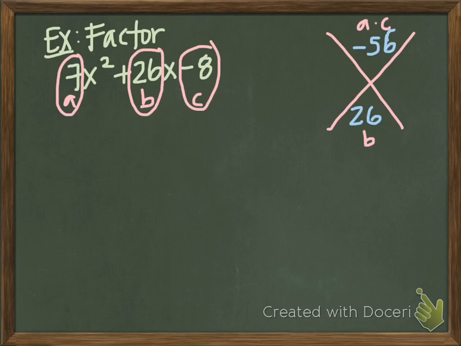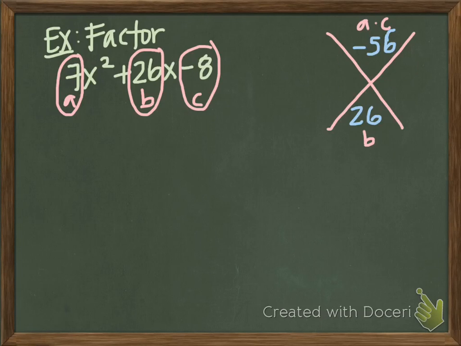So let's think about this. Numbers that multiply to make negative 56. We've got 7 and negative 8, which we just used. However, those don't add up to make 26, so we'll get rid of those two guys.